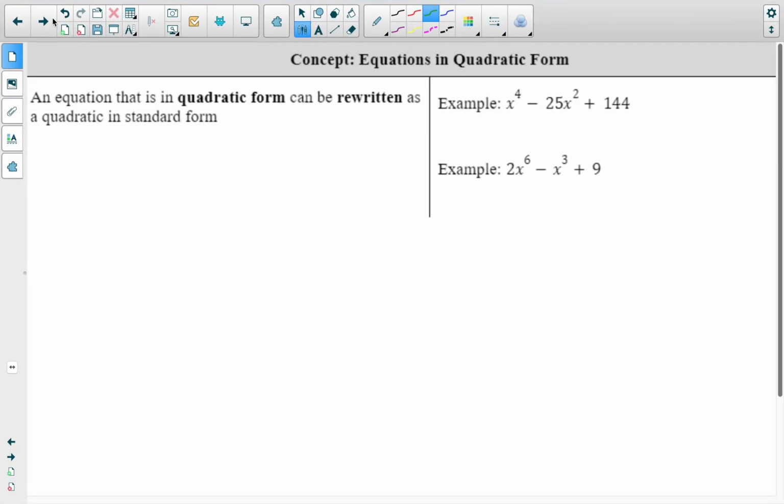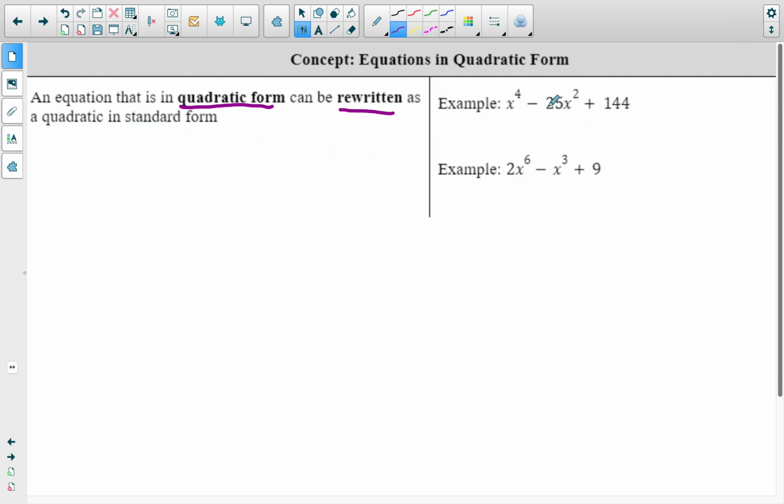All right, in this video we're going to talk about quadratic-like functions. Functions that can be written in quadratic form, and then we will also talk about multiplicity. An equation that is written in quadratic form can be rewritten as a quadratic in standard form.